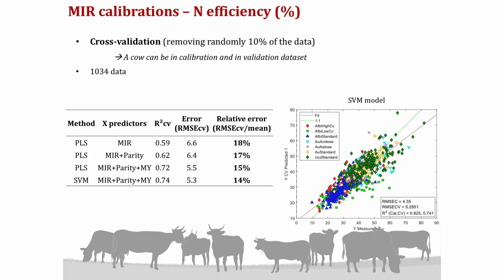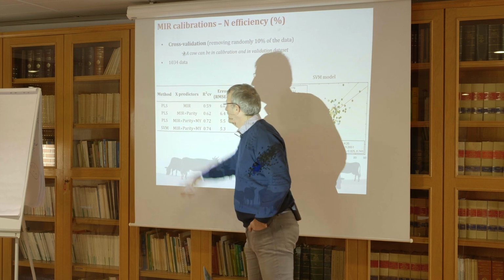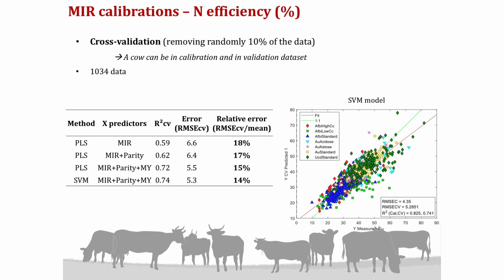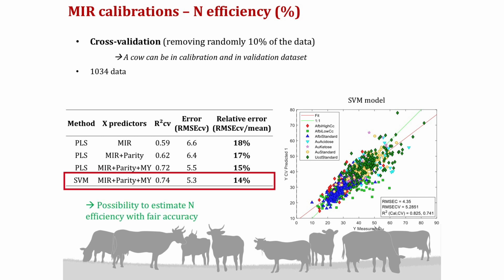What about the models? For the two models that we created, the first model is the nitrogen efficiency. As you can see, the last one here is the best one that we had. It's by using the support vector machine method, and by adding the parity and the milk yield, we had an R square of cross-validation of 0.74, and it's represented here. It seems that it works well. It showed us that the mid-infrared could potentially predict the nitrogen efficiency. It's the first time that we see that we are able to predict this, and it's important.